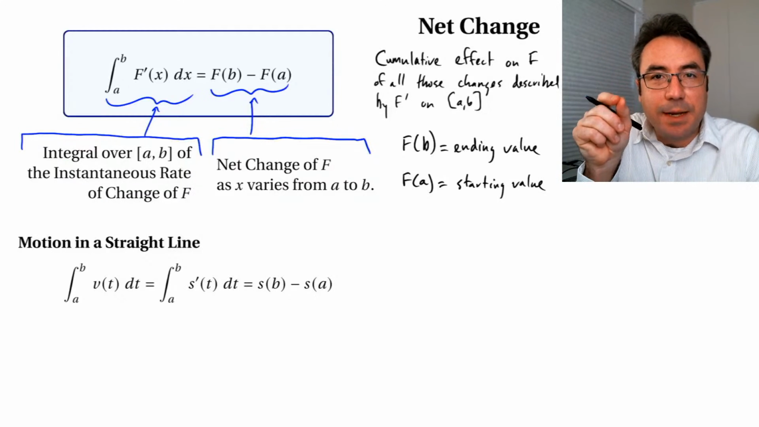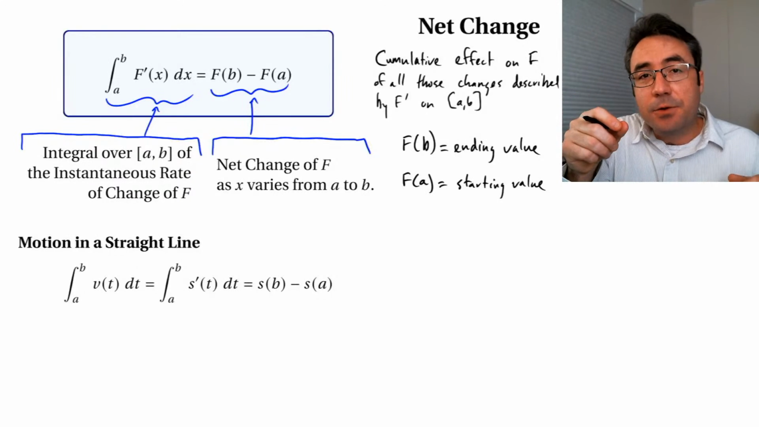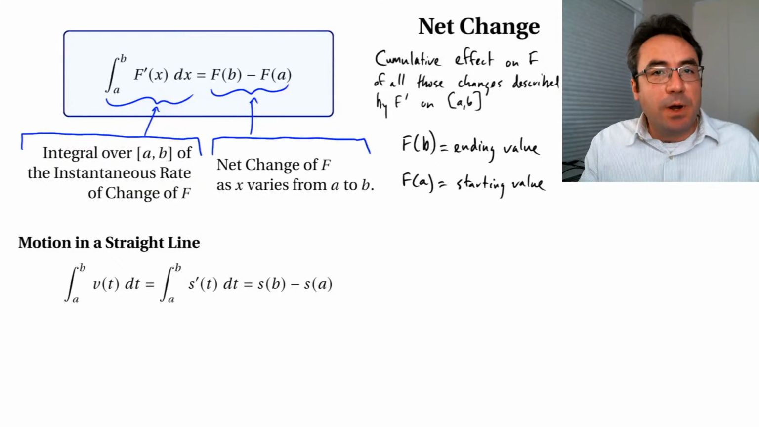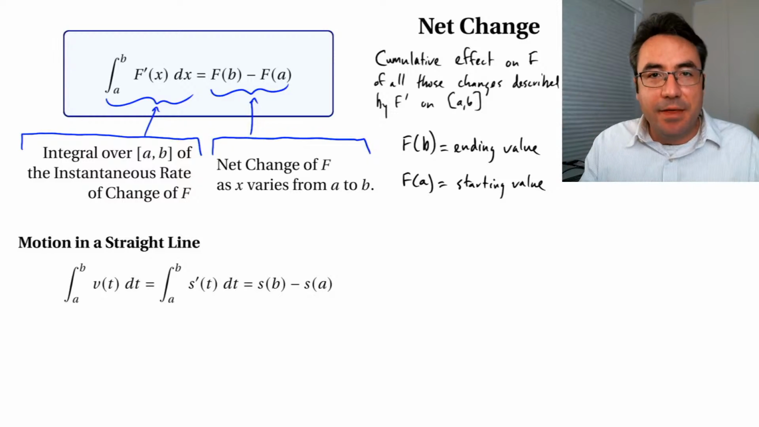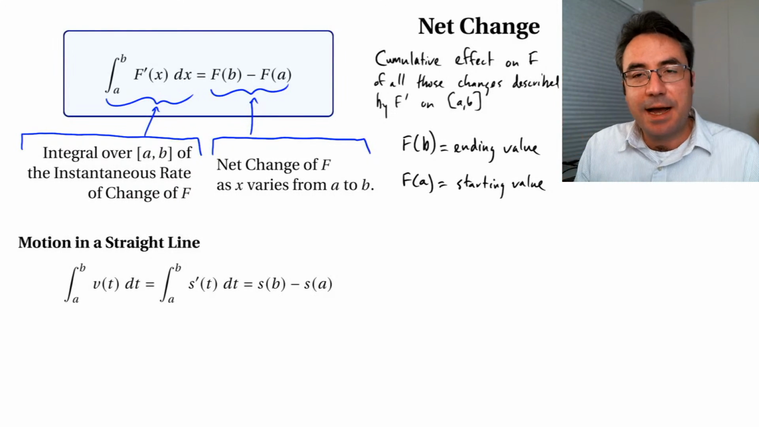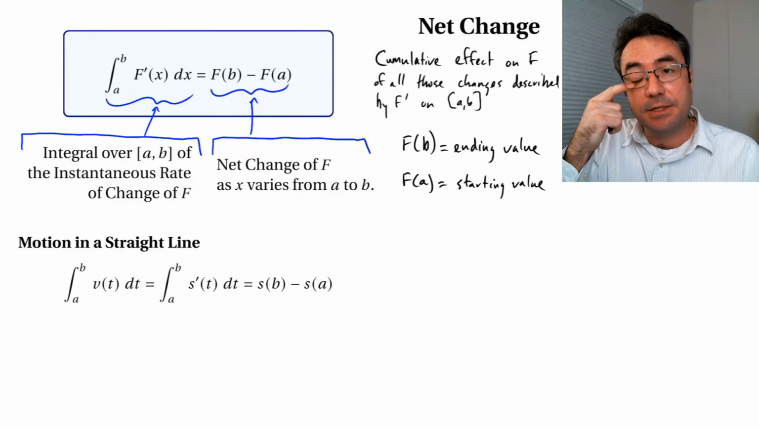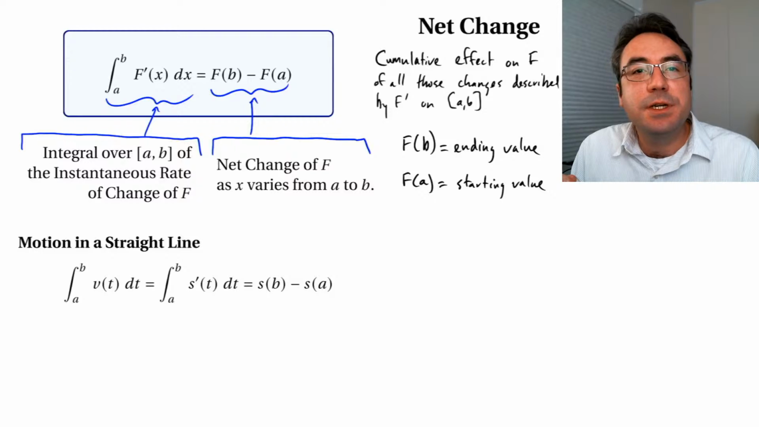So f prime describes all these tiny little changes at every single little instant, and what the integral does is it puts them all together and says, here's what happened. Here's what you ended with, here's what you started with, and that's it. And so what we're going to see is how this relates to a few examples, and the primary example we'll be looking at is motion in a straight line. So let's kind of look at a possible setup for motion in a straight line.